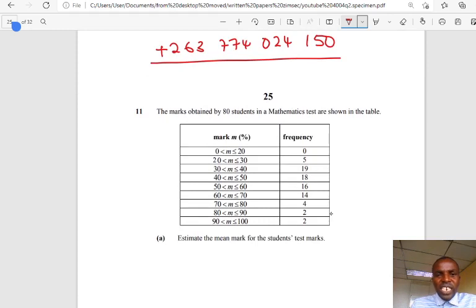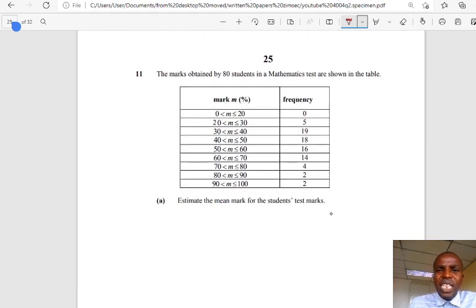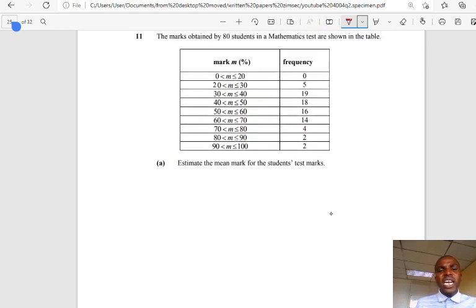Then next question, question number 11. The marks obtained by 80 students in a mathematics test are shown in the table. Then estimate the mean mark for the students, right? This is group data. To work out group data, first you have to find the midpoint. For example, midpoint for 0 to 20, you say 0 plus 20 over 2, which is equal to 10. So the midpoint here is 10.